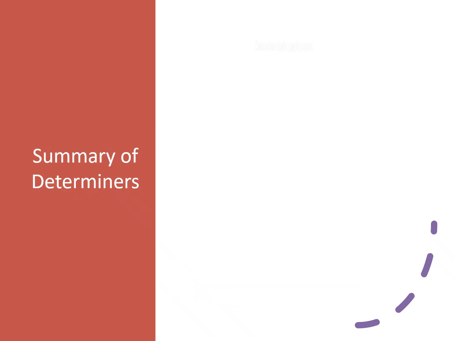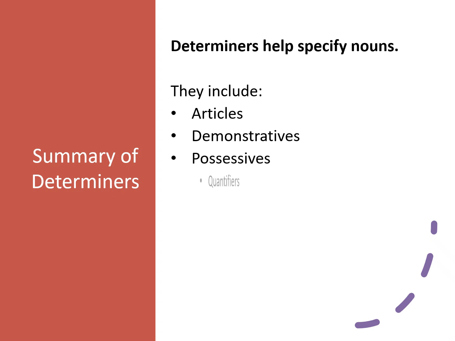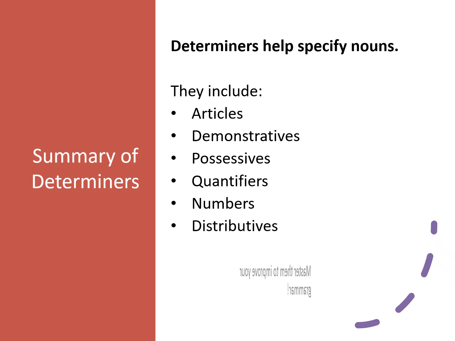Let's quickly summarize today's lesson. Determiners help specify nouns. They include articles, demonstratives, possessives, quantifiers, numbers, and distributives. Mastering determiners will help you improve your grammar and sentence clarity.